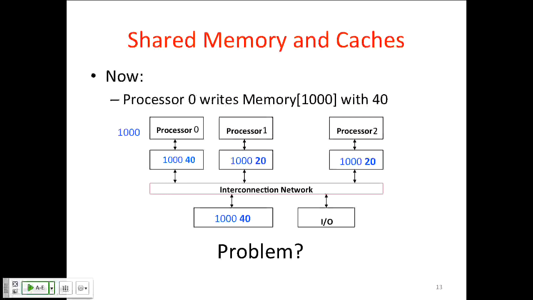So what's the problem? Right, the other caches have the old value. So think about what would happen if they all tried to read location 1000 right now. This processor would see 40, this processor would see 20, and this processor would see 20, because they'd just be looking at that value in the cache. They'd all think, great, I got a cache hit, I'll read that value, but the value here is stale. It has the old value in location 1000.